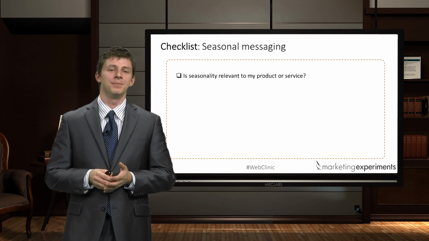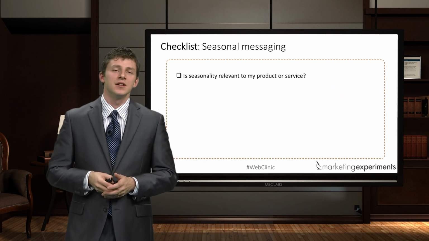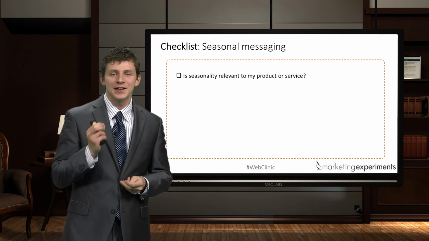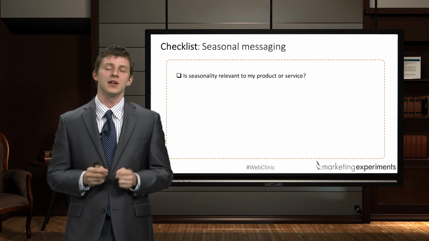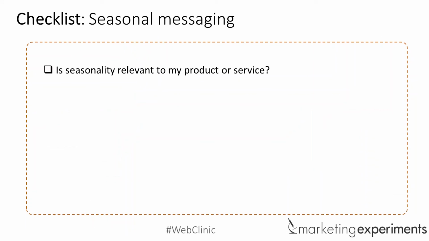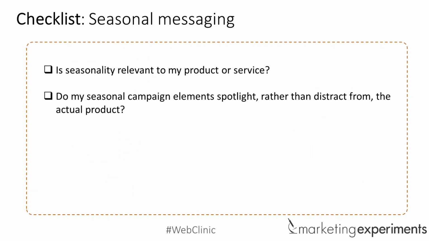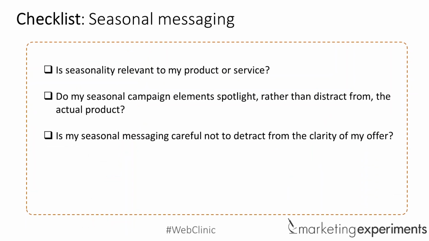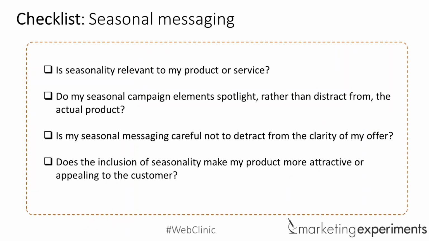So, how would I wrap this up? When it comes to seasonality, this is an additional side lesson to the relevance in the equation. Ask yourself a couple of questions. Is it relevant to my product? Does it spotlight rather than distract from the actual product? Is it a great environment to demonstrate it? Is my seasonal messaging careful not to detract from the clarity? So we're talking about unnecessary difficulty or length. And then finally, does the inclusion of seasonality make my product more attractive?